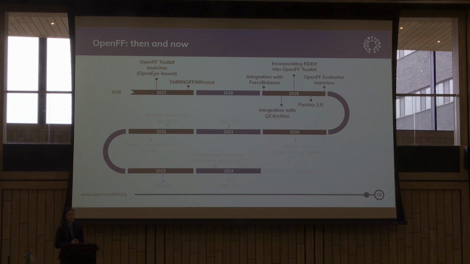Next, in 2019, integration with both ForceBalance and the QC Archive enabled us to start refitting bond, angle, and proper torsion parameters to a growing corpus of quantum chemistry data, as David showed, and enabled the next generation of force field releases with valence parameters refit.